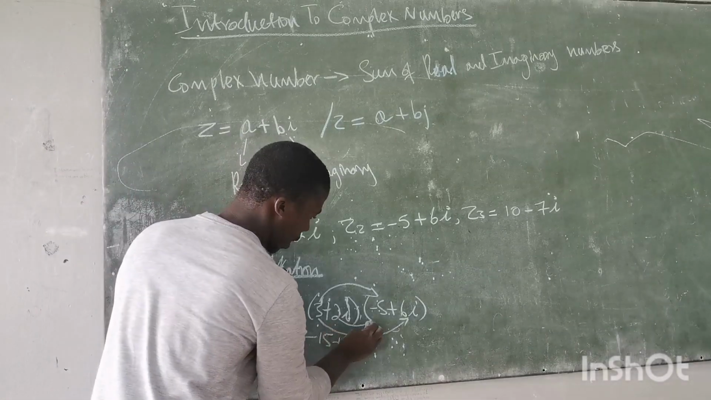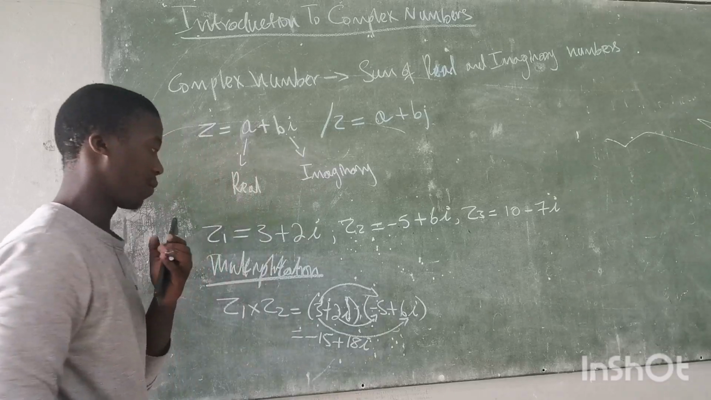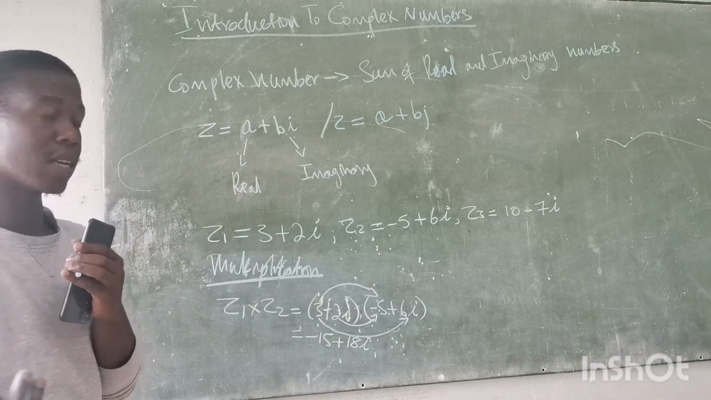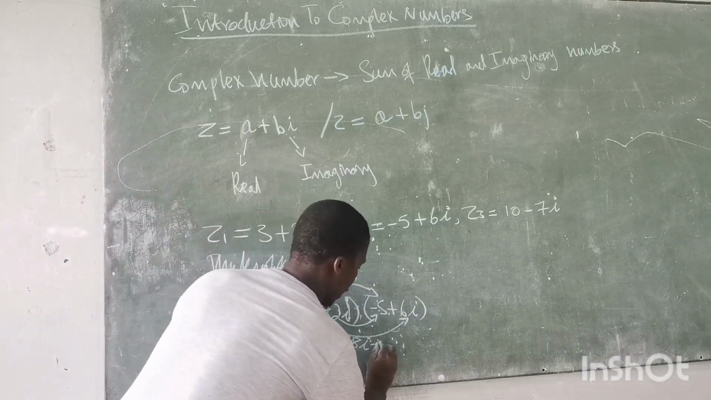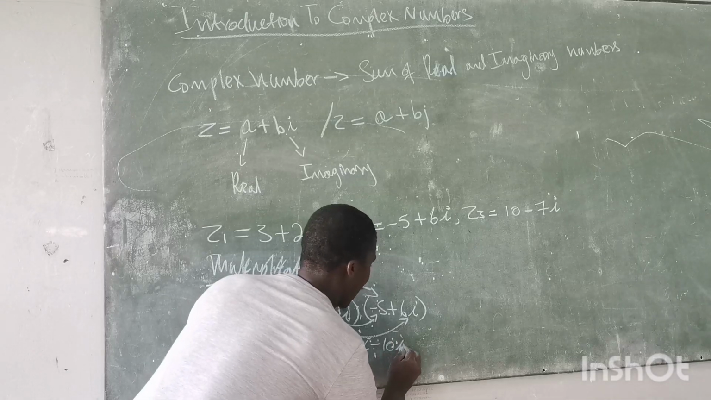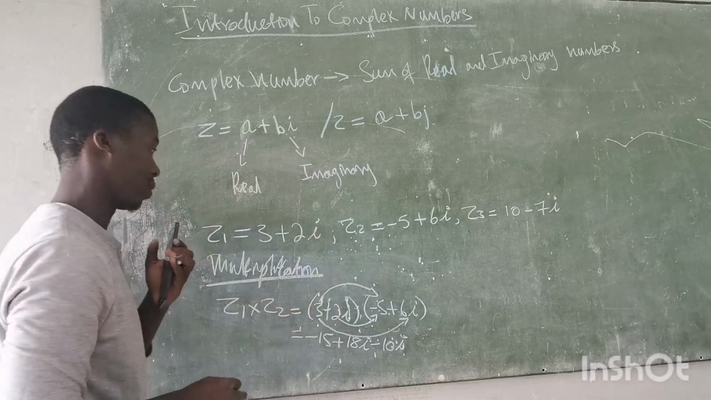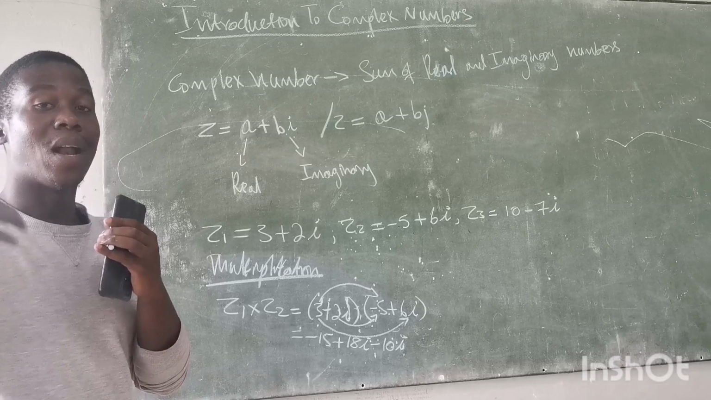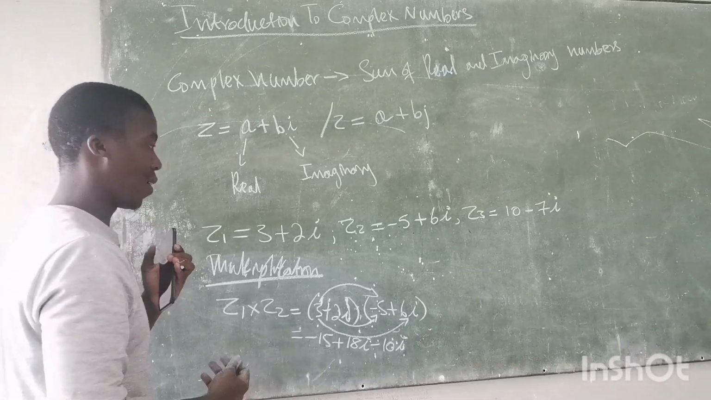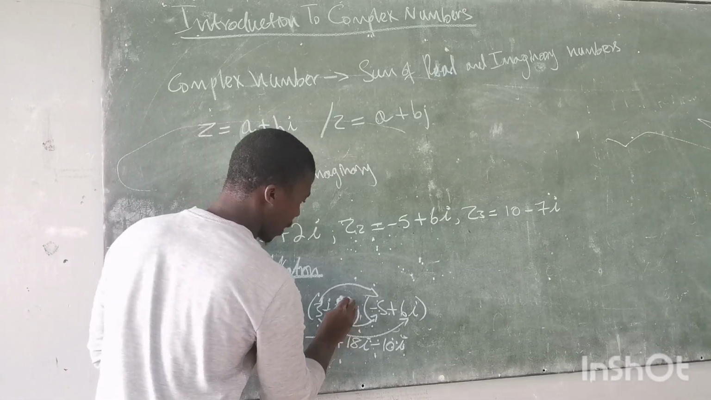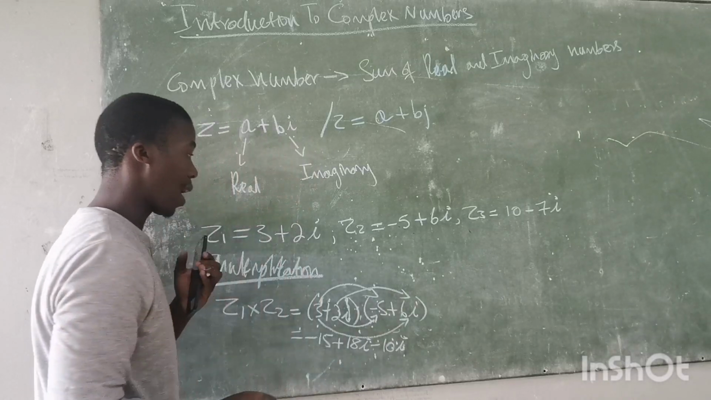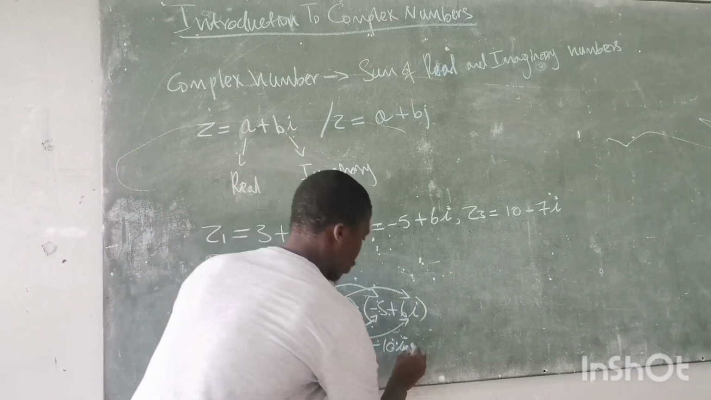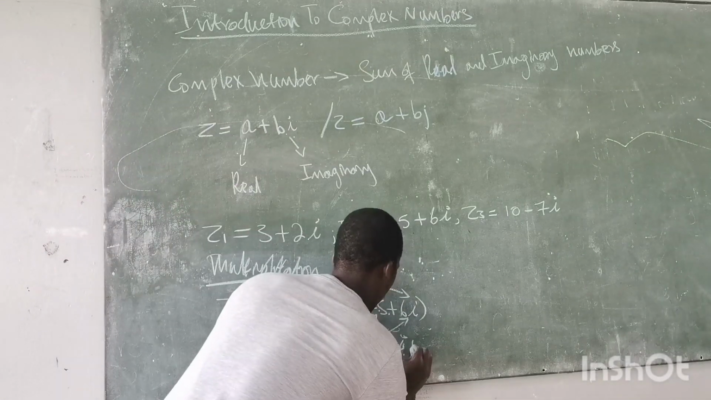And then inner terms, what are our inner terms? It is 2i and negative 5. So if you say 2i multiplied by negative 5, it's going to give us what? Negative 10i, right? And lastly, our last terms. What are our last terms? It is 2i and 6i. So 2 times 6, that is going to give us what? That is going to give us 12, right?